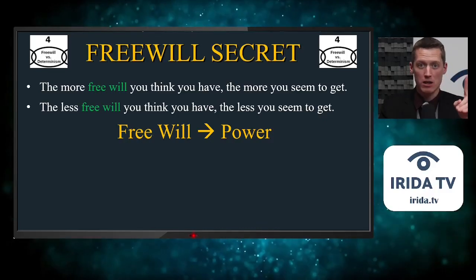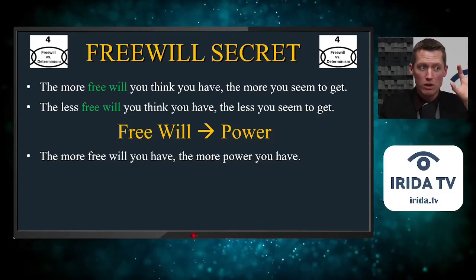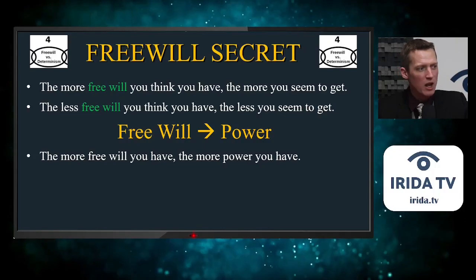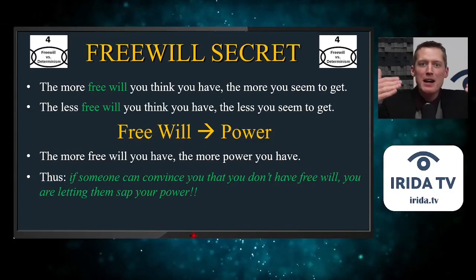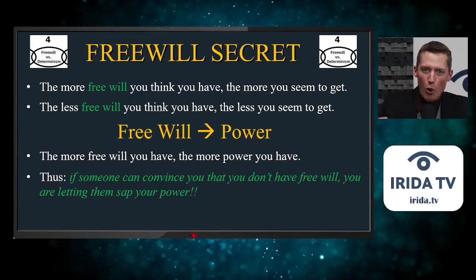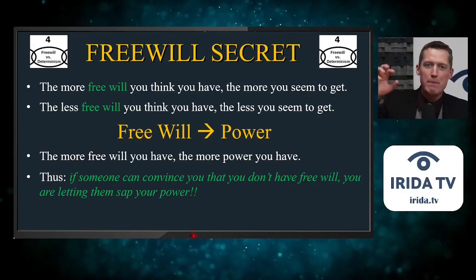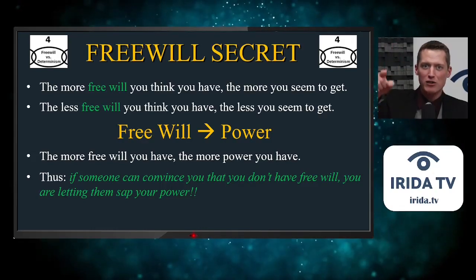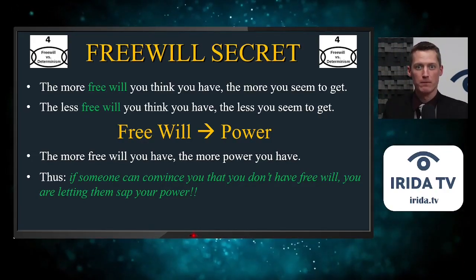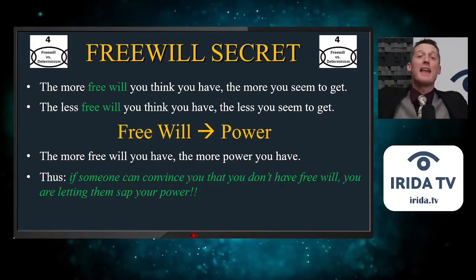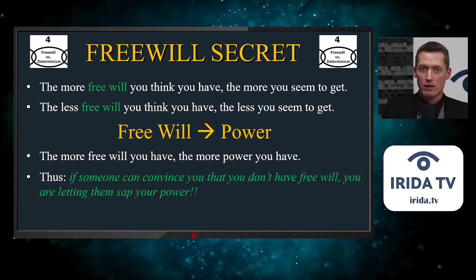So anybody who tries to convince you, let me say this first. The more free will you have, the more power you have, which means that anybody who's trying to convince you that you don't have free will is trying to sap you of your power. And if you let them convince you, you are letting them sap you of your power. What else can that be other than a Second Circuit interaction?